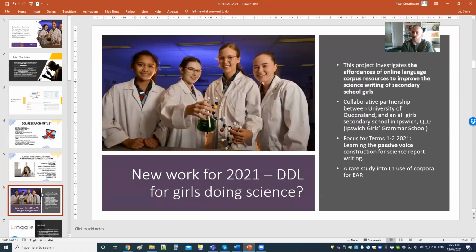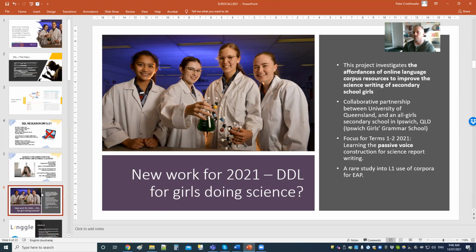So a project that I've been working on over the last year or so has been to try to promote corpus literacy in secondary school teachers, not just teachers of language, but teachers of different subjects across the curriculum here in Australia. And the project that I'm going to talk about today is work that I was doing with teachers of a physical science class, two classes of young girls at about age 12 to 13 years old.